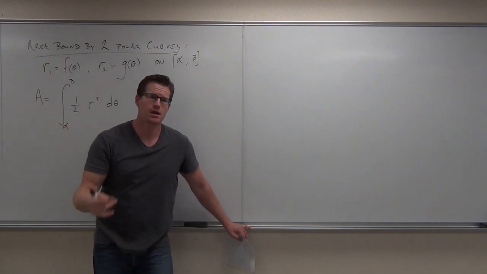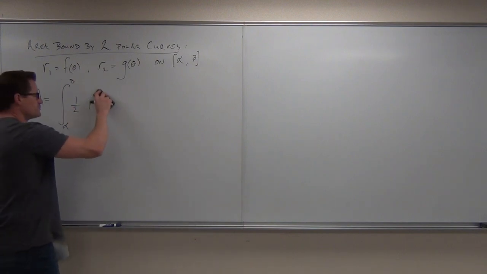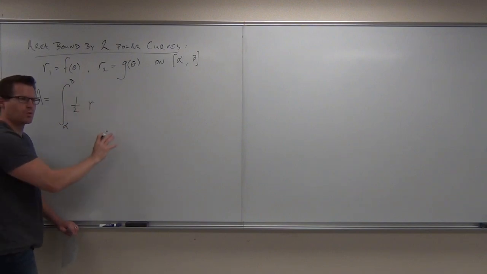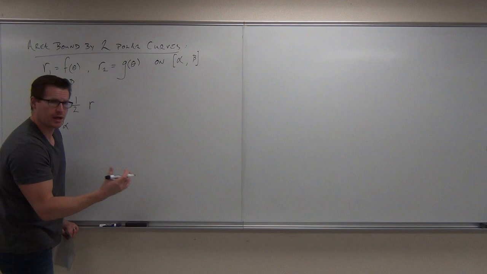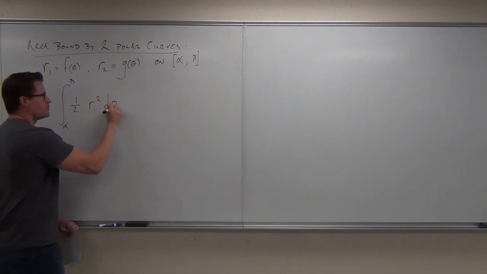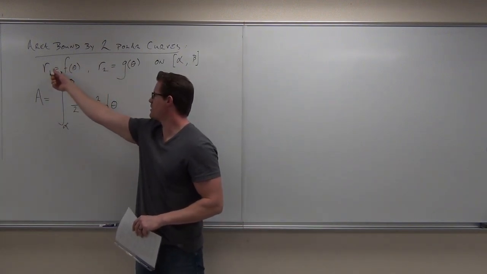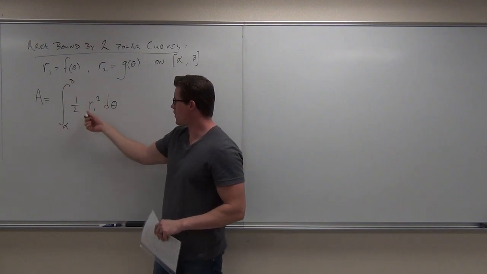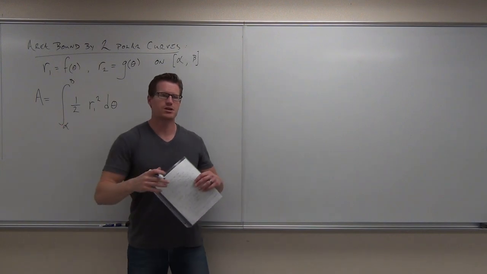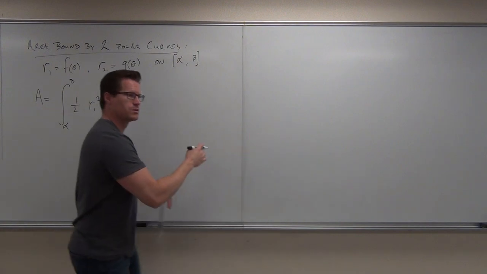Now, if we have two of these, then here's what we're going to do. I'm going to kind of semi-prove this, all right? What we would do is say, here would be the big area. So if we want to find the area bound by just this one, we'd go from alpha to beta, 1/2 of R1 squared d theta. We'd find that integral. Does that make sense? If we want to find it between a big polar equation and a small polar curve, then what would we do?